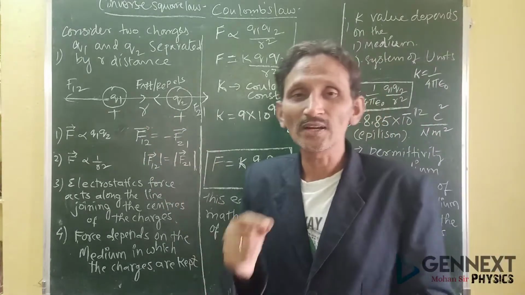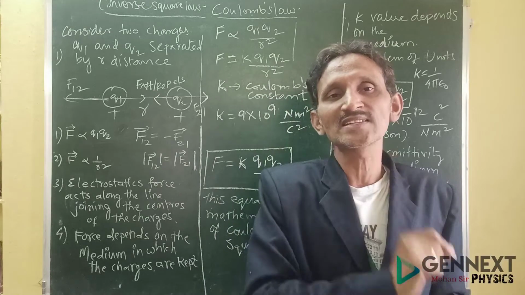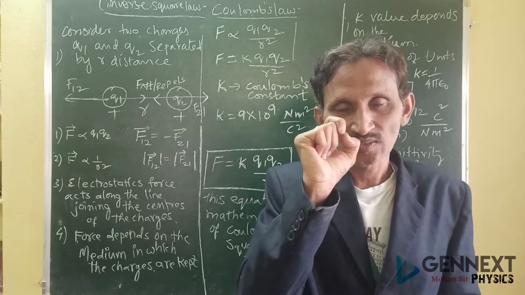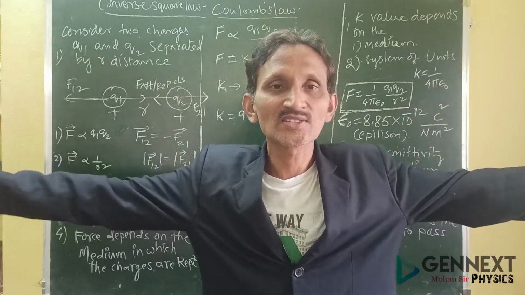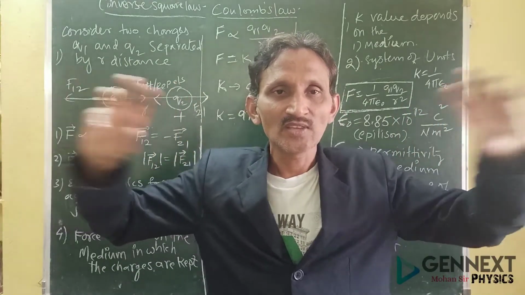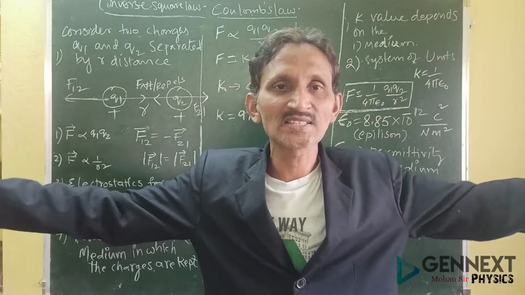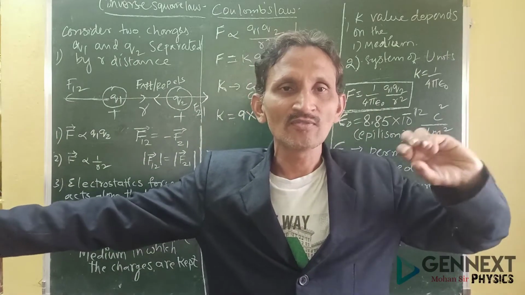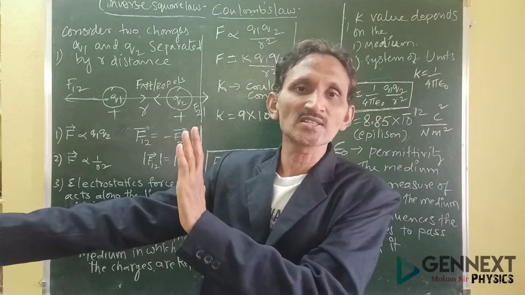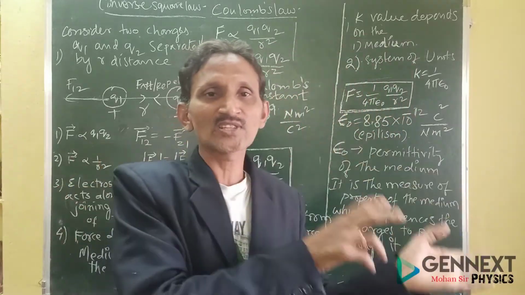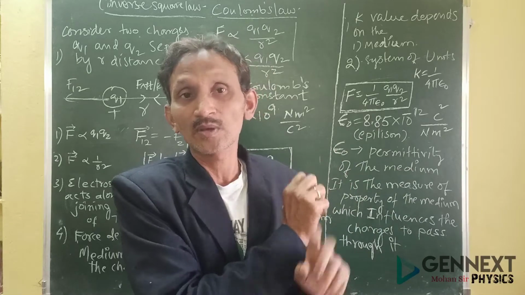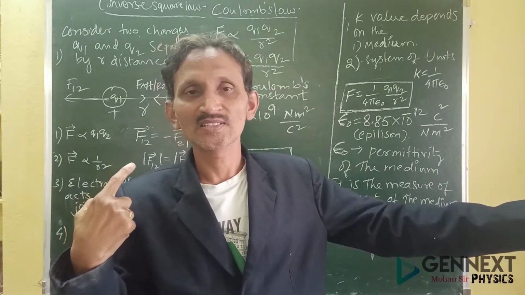The charges should always be point-sized objects. Even when they are very big in size, their distance should be very large. If they are very big in size but the distance is large, then when you look from one charge to the other charge, it looks like a point object, and when you look from the other charge to the first charge, it also looks like a point object because the distance is large.